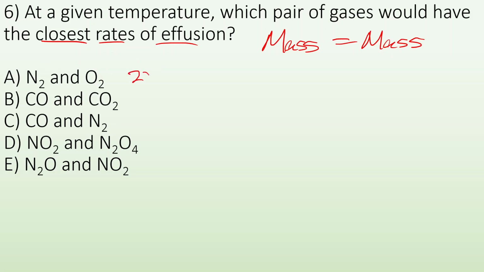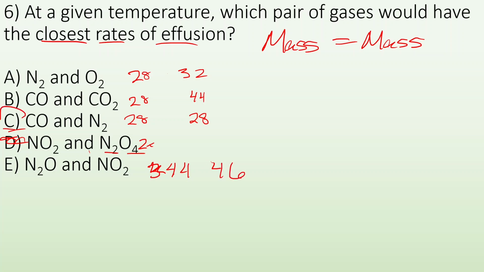N2 and O2 is roughly, I think, 28 versus 32. CO and CO2 is roughly 28 versus 44. CO versus N2 is roughly 28 to 28. N2 is about 28, so these are pretty close. NO2 and N2O4, well, I know this is going to be 2 times as much, so definitely not. And N2O versus NO2, let's see, it's like 44 versus 46, I think. So the best answer is going to be choice C. Those masses are the closest out of all the options.